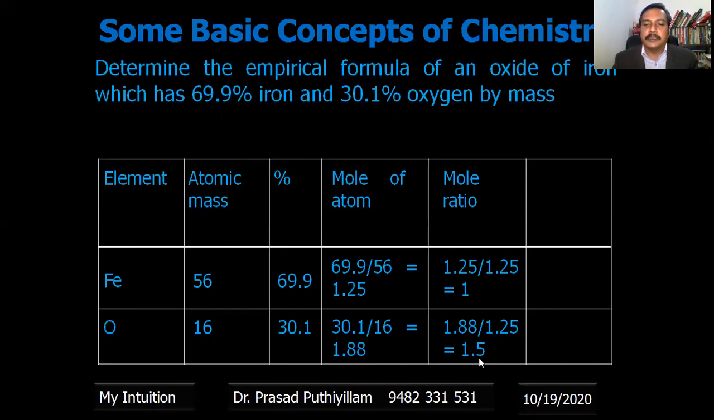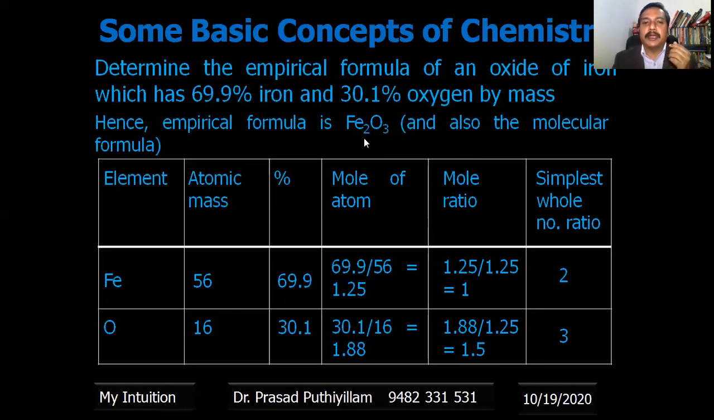A fraction is there, you can convert it into whole numbers, so multiply it by 2, it becomes 2 and 3. Therefore the simple whole number ratio is 2 and 3. Therefore we can say that 2 iron is present, 3 oxygen is present, or we can say that it is Fe2O3. So the empirical formula is Fe2O3, and it is the molecular formula also of the iron oxide.